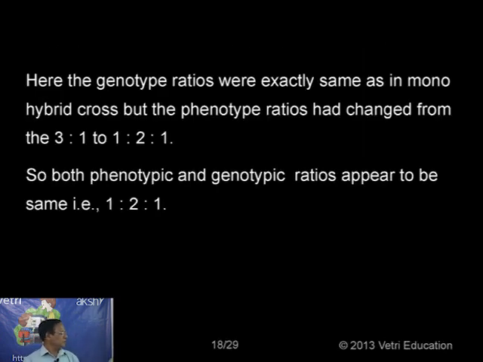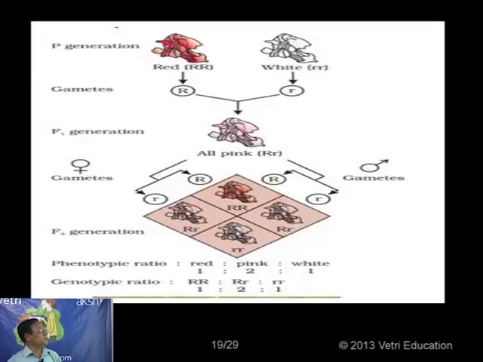As I mentioned earlier, the phenotypic ratio 3:1 has been changed to 1:2:1, but the genotypic ratio is similar to that of complete dominance. So here is the example. For example, Antirrhinum majus, normally called the dog flower plant: when the red flower is crossed with the white, we receive all pink, an intermediate character between the two. When this pink flower was self-fertilized or self-pollinated, we received the F2 generation having the phenotypic ratio of red 1, pink 2 and white 1.